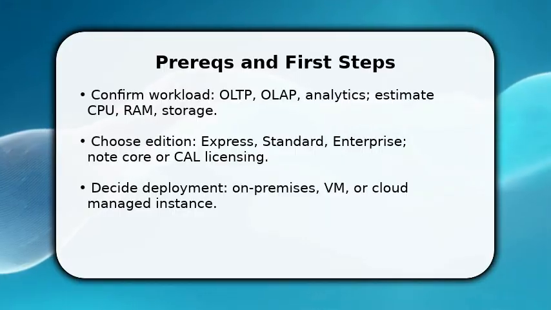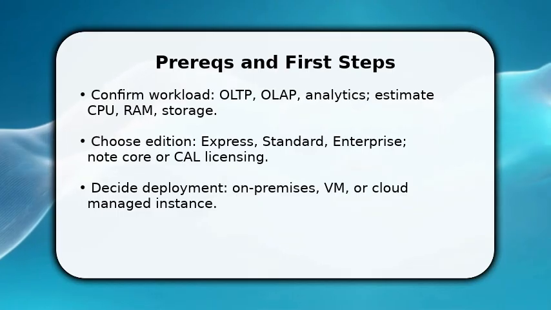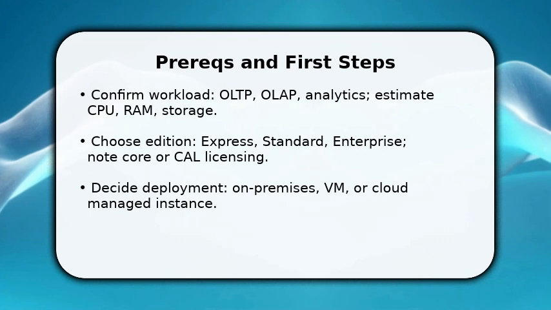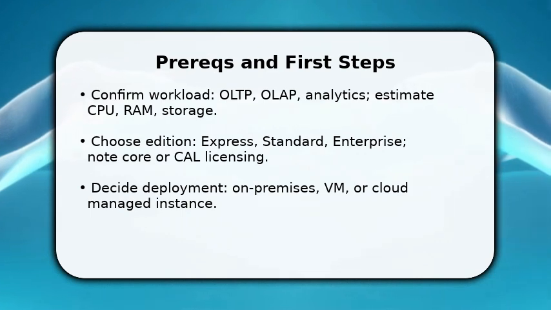On-premises gives control, cloud-managed instance reduces ops. Make sure to document CPU, RAM, storage IOPS requirements now, so procurement and licensing choices are accurate and fast.